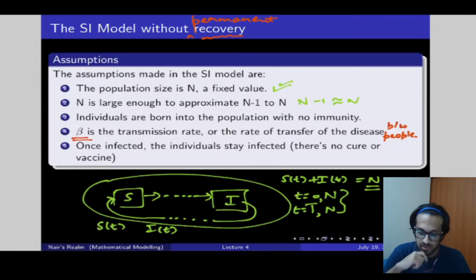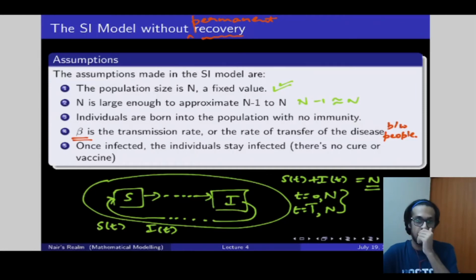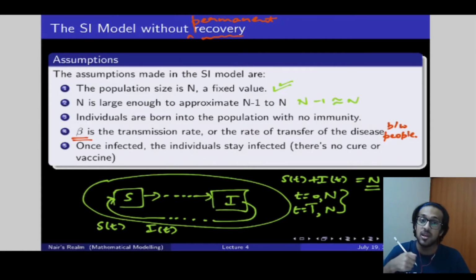Now the last assumption, and this has to do with the fact that we're dealing with no recovery and no cure, is that once infected, the individual stays infected. So even with COVID, for example, right now some people are recovering, right? But we have no clue whether that's a permanent recovery or they can actually get infected again. So that's not what we're talking about here. Here we're saying nobody can even recover. Once they're infected, they will stay infected.